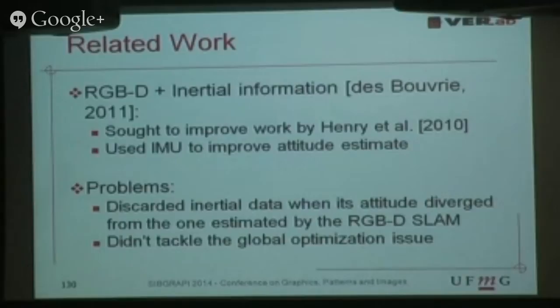Okay, so these are basically the main previous works using RGBD and inertial information. So it's quite recent, right? These authors tried to improve on the work of Henry and colleagues. What are the problems? They discarded the inertial information when the attitude diverged a lot. So they basically assumed that the visual information was more reliable, which is not necessarily the case. And the other problem is that they didn't tackle the global optimization issue.